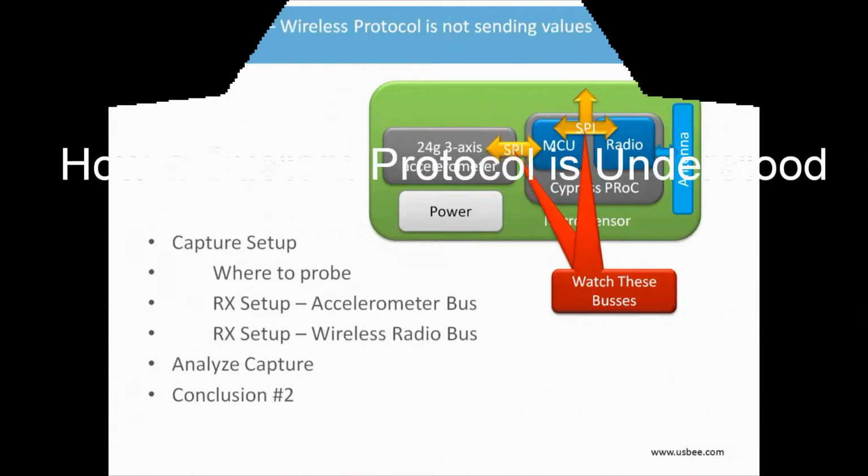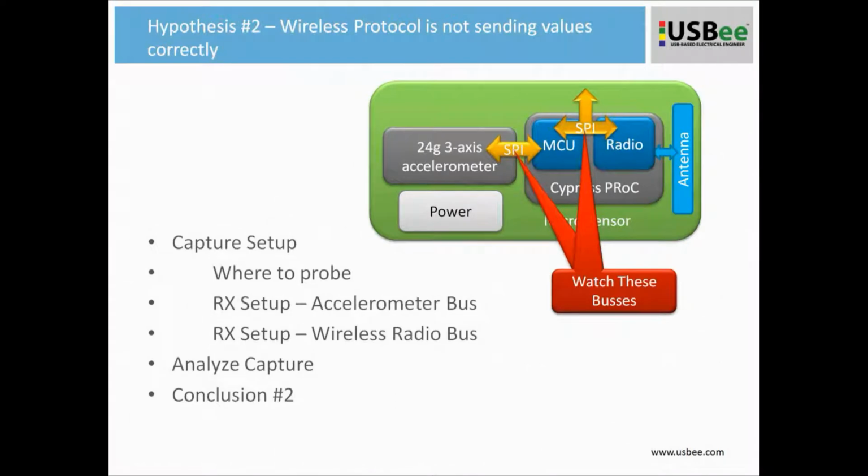We move on. Wireless protocol is not sending values correctly. So we've looked at the accelerometer. Let's take a look at the bus between the microprocessor and the radio. So once the microprocessor gets the data, is it sending it to the radio correctly? Is that transaction going on well?